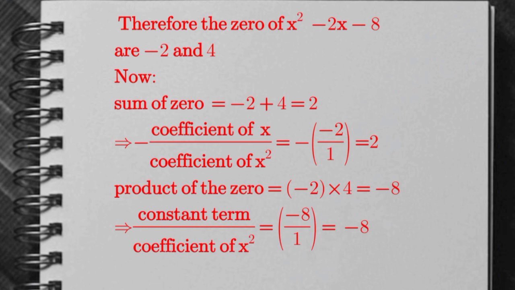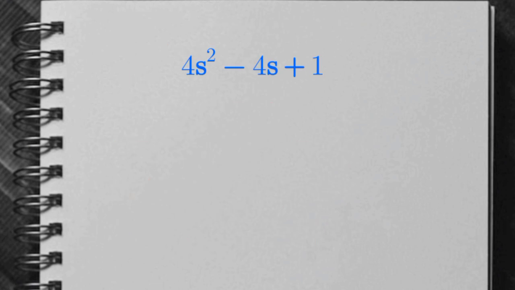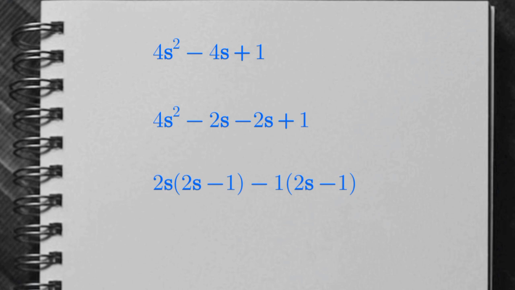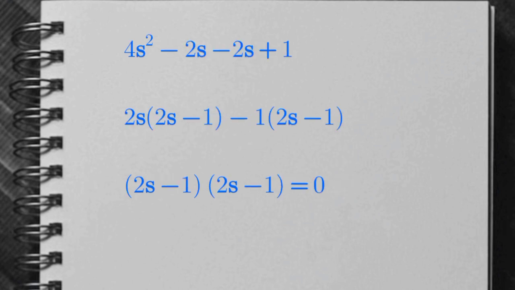So let's solve the second equation. We have 4x squared minus 4x plus 1. Now you can pause this video and give the equation a try. So just as we did before, we are going to split negative 4x into two terms, that is, negative 2x and negative 2x. So this is going to give us 4x squared minus 2x minus 2x plus 1. So we have 2x multiplied by 2x minus 1 minus 1 multiplied by 2x minus 1.